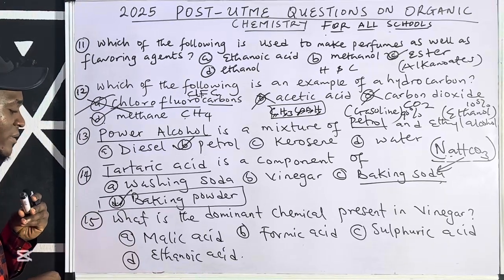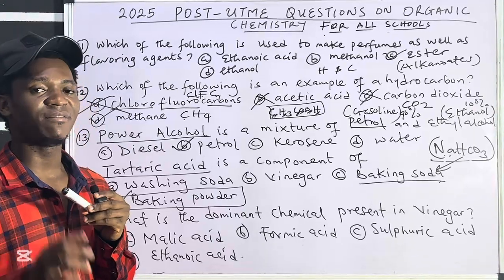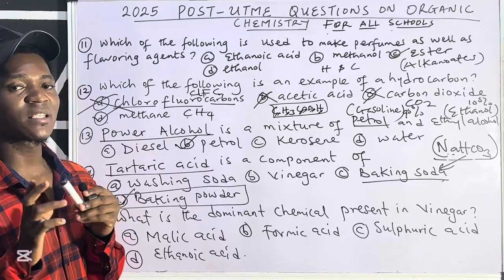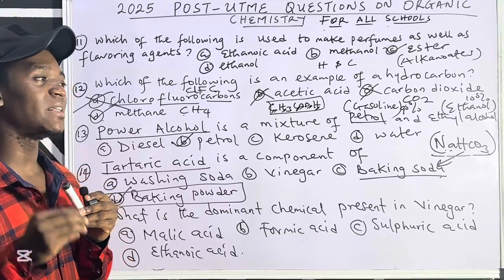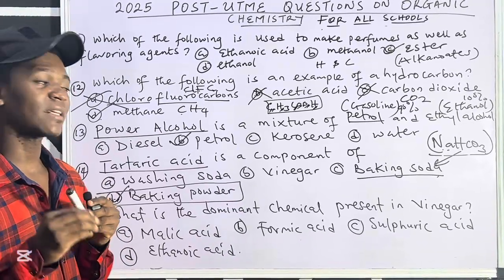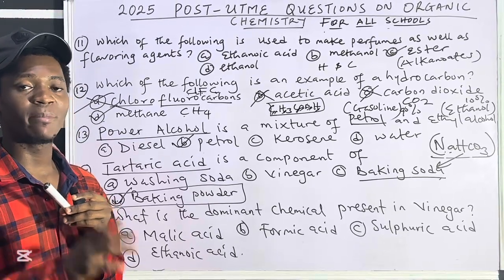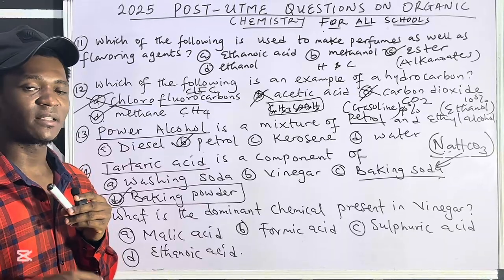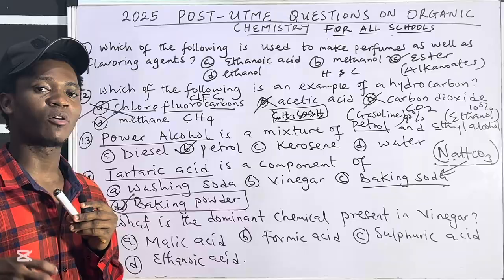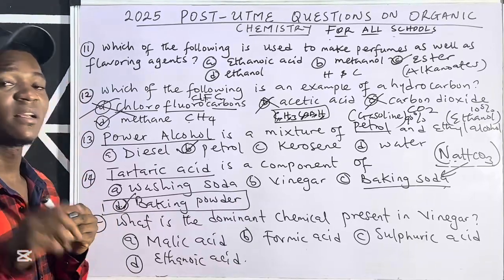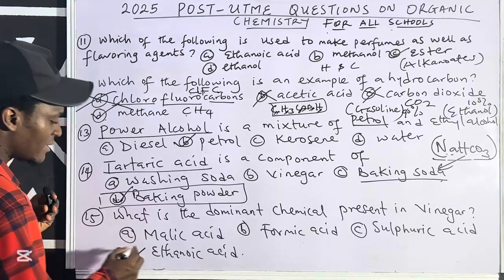Then let's see question 15. What is the dominant chemical present in vinegar? Now, the dominant chemical that is present in vinegar is ethanoic acid. Ethanoic acid is the second member of the alkanoic acids. We have the first member to be methanoic, second is ethanoic, then third propanoic and the rest. But ethanoic is the main constituent of vinegar. The common name of ethanoic acid is acetic acid. So option D is the right option.